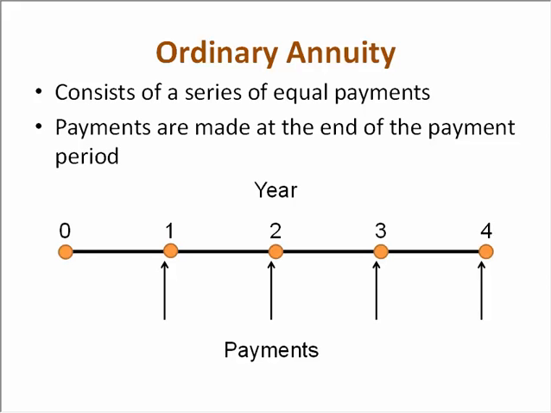These payments occur at regular intervals. It might be monthly, it might be semi-annually, or something else. In an ordinary annuity, the payments are made at the end of the payment period. In the diagram I'm showing here, it is a 4-year ordinary annuity, and the payments are coming at the end of each of these years.